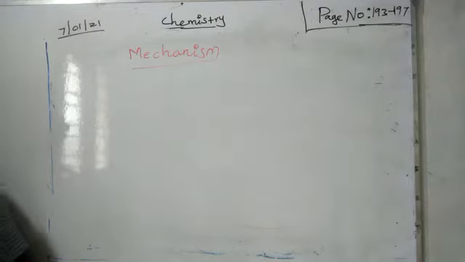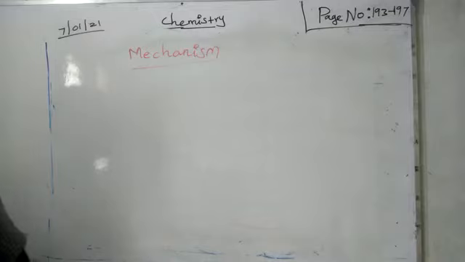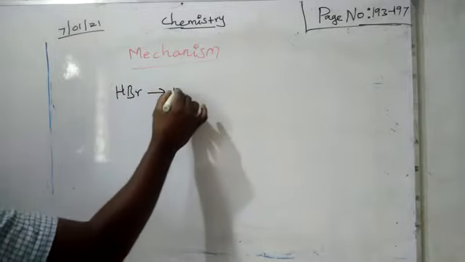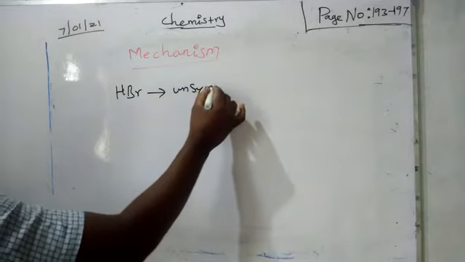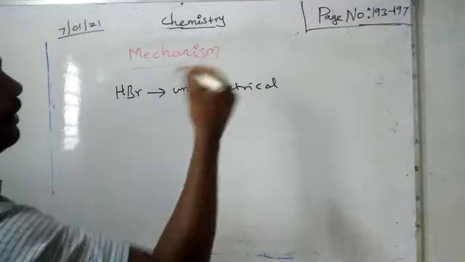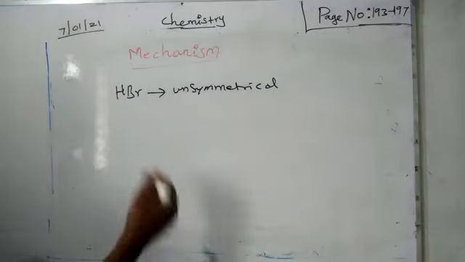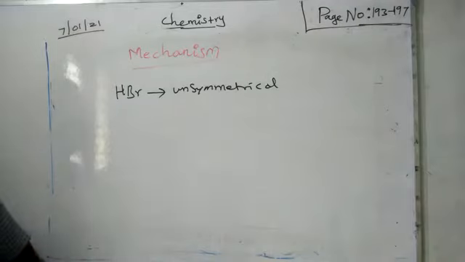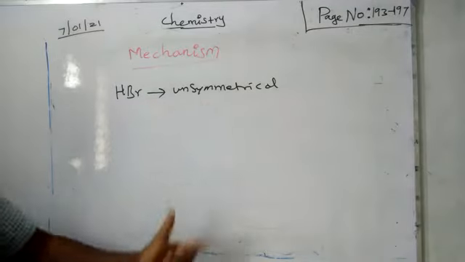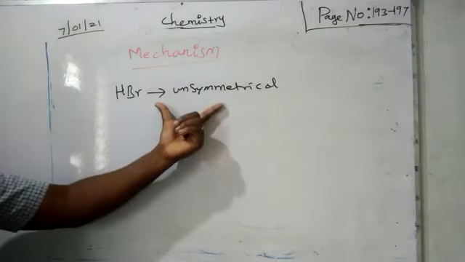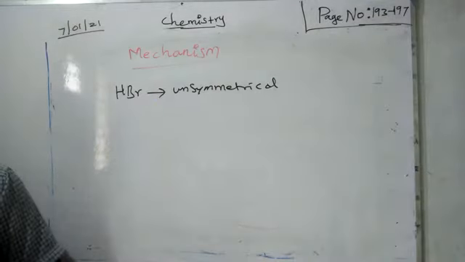Hello students, in the previous video you have seen hydrogen halide like HBr with unsymmetrical alkene, and how it produces two different products. Now we are going to see the mechanism of that hydrogen halide reaction with an unsymmetrical alkene.